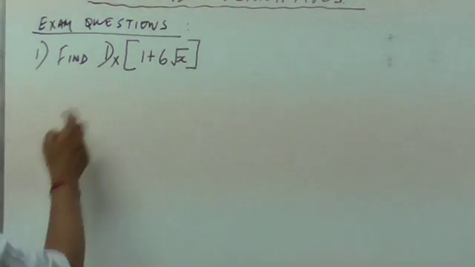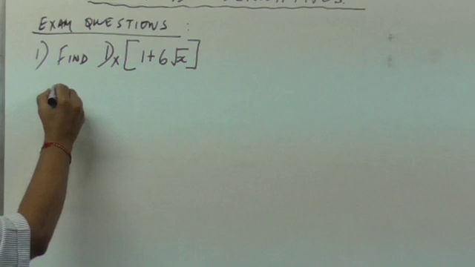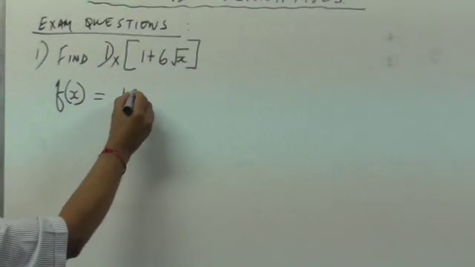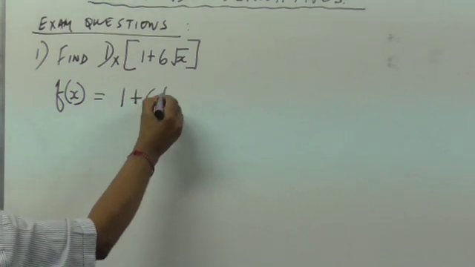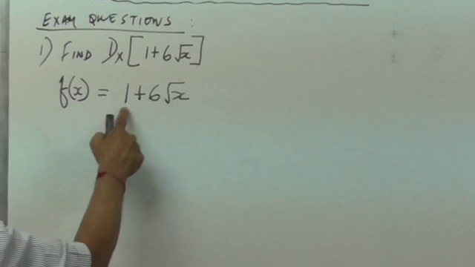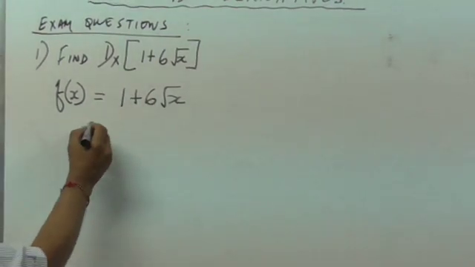Alright, here are the solutions. That was number 1. So, let's write it like this: f of x is equal to 1 plus 6 root x. That's what you have. This is the main part of the question. So you can write it down like that. You can see that you have to apply your basics here.